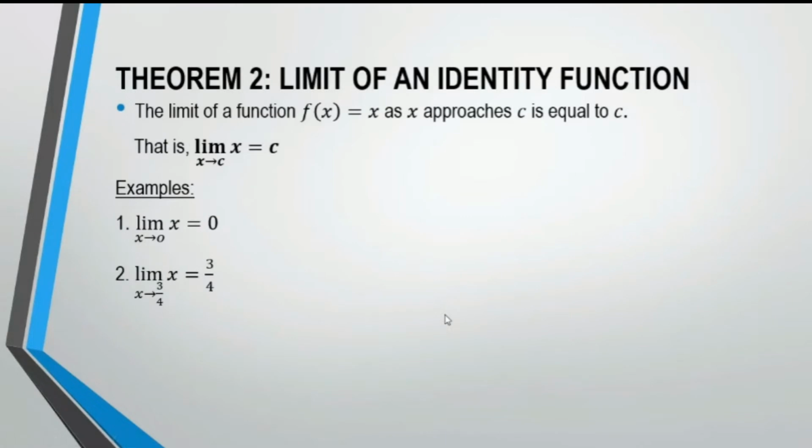Theorem 2, limit of an identity function. The limit of a function f of x equals x as x approaches c is equal to c. That is, limit of x as x approaches c is equal to c. Example number 1: limit of x as x approaches 0 is equal to 0. Example number 2: limit of x as x approaches 3 over 4 is equal to 3 over 4.